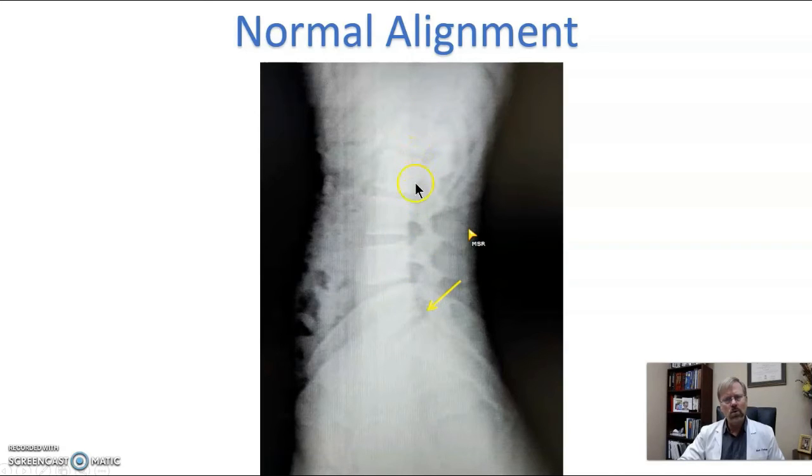So your spinal cord runs back here, and between every single vertebra you have nerve roots. And those nerve roots, if they're compressed, irritated, or stretched, they can cause pain.